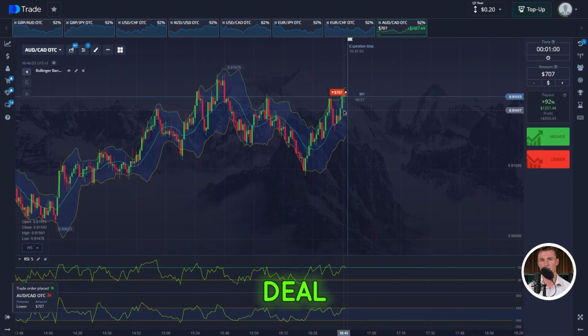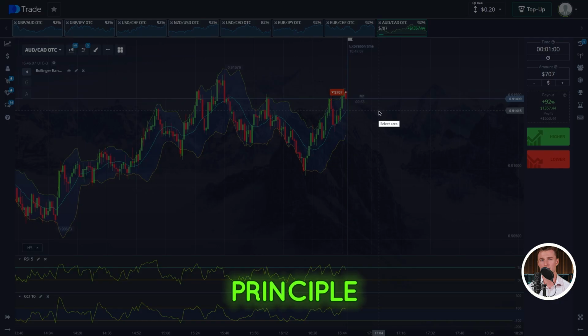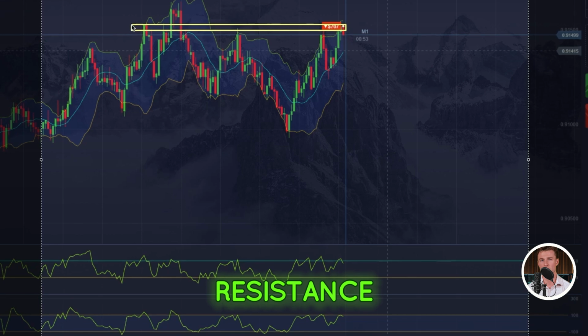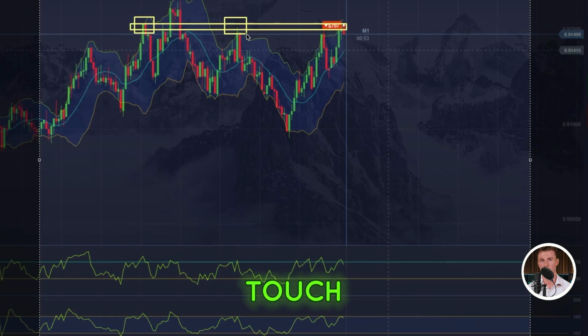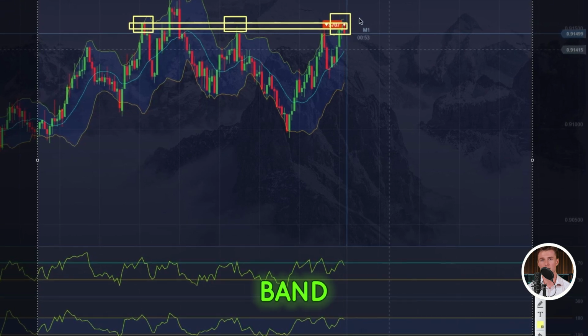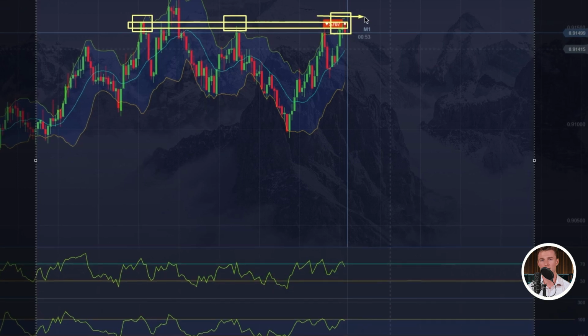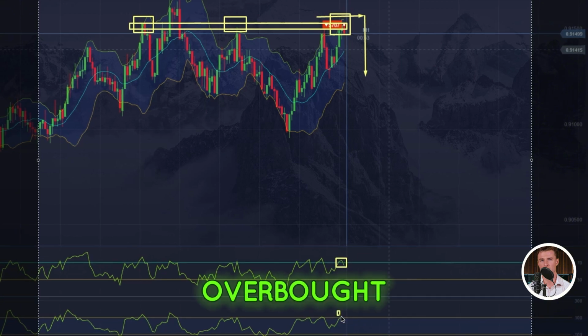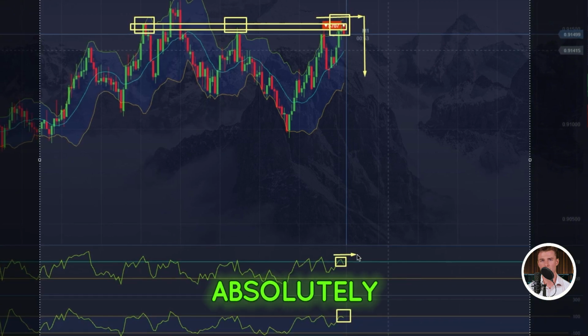And let's open a deal here, again for a decline, but we open again according to the same principle. Here we have another picture that improves the picture for us. This is the resistance area. There is a third touch point, touching the upper band of our channel indicator. The dynamics of the downward movement and also the exit from the overbought area, everything is absolutely the same.